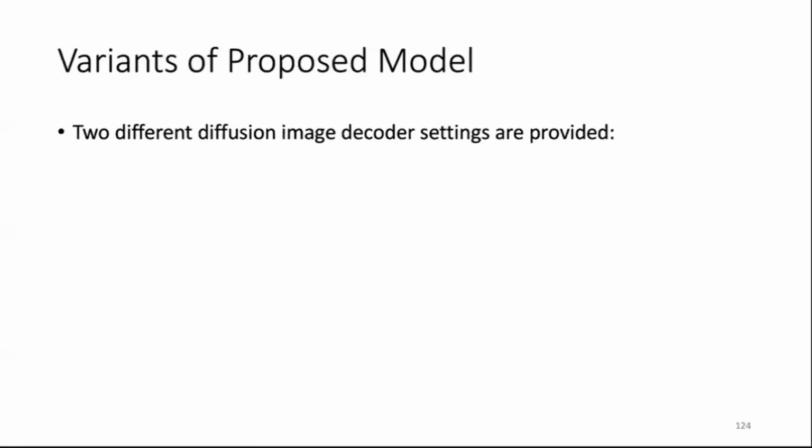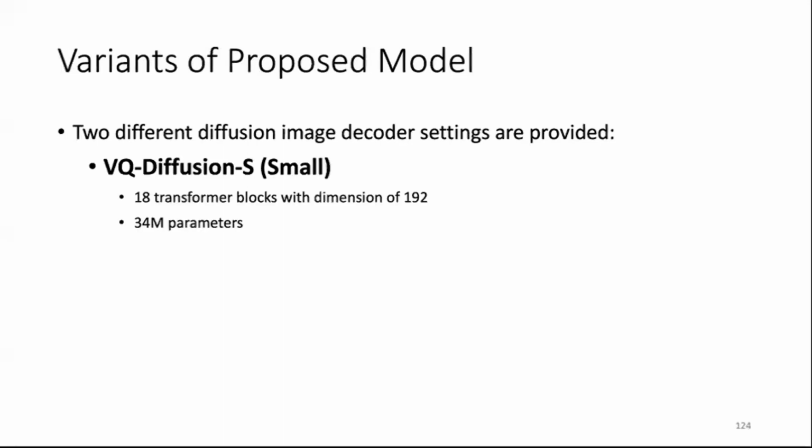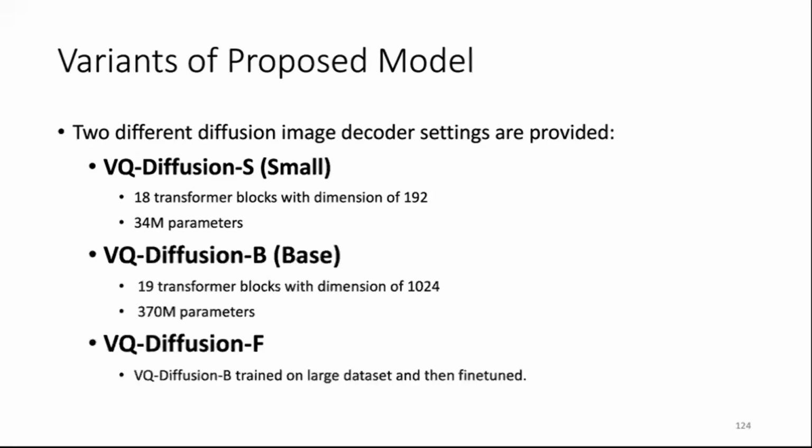They have also proposed multiple variants of the proposed model, and it all depends upon the number of layers and dimension of the layers that they have used. So two different settings are provided. The first one is VQ-Diffusion small, which has 18 transformer blocks with dimension of 192, and it has 34 million parameters. Then they have the VQ-Diffusion B model, which is the base model with around 19 transformer blocks. They have also provided a Diffusion F variant, which was pre-trained on the large datasets.